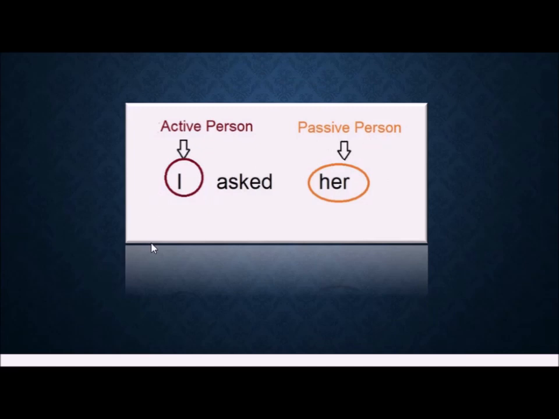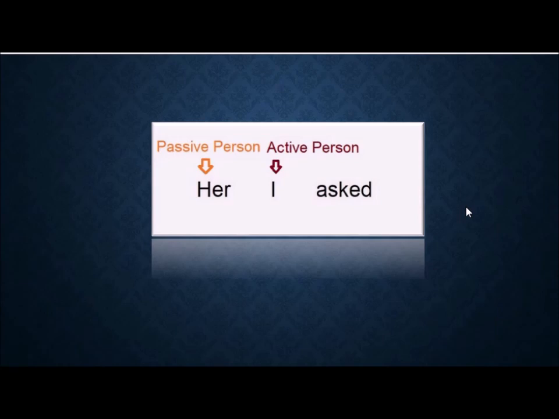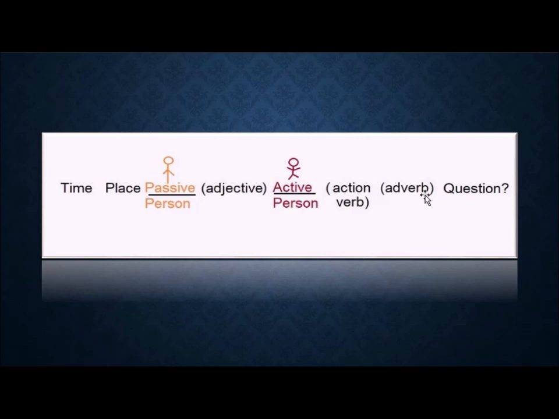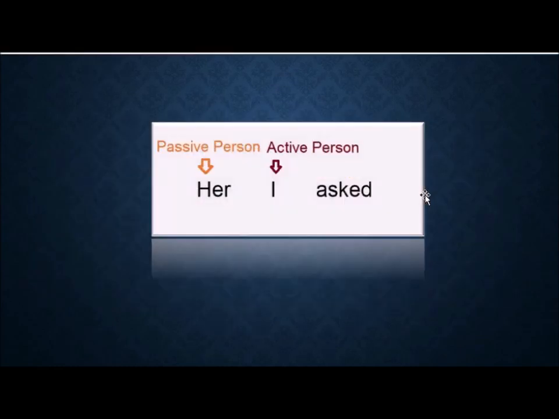As you remember in the previous slide, active person is the one who's doing something and passive is not doing anything. This is an English sentence. Let's see how this is formed in sign language. Did you notice? It becomes her, I asked. Why? Because passive in sign language comes first, and then the active. Let's go back. See, time, place, passive, and then active. Let's put it in place. Passive is her, I asked. Now, wasn't that interesting? Her, I asked.